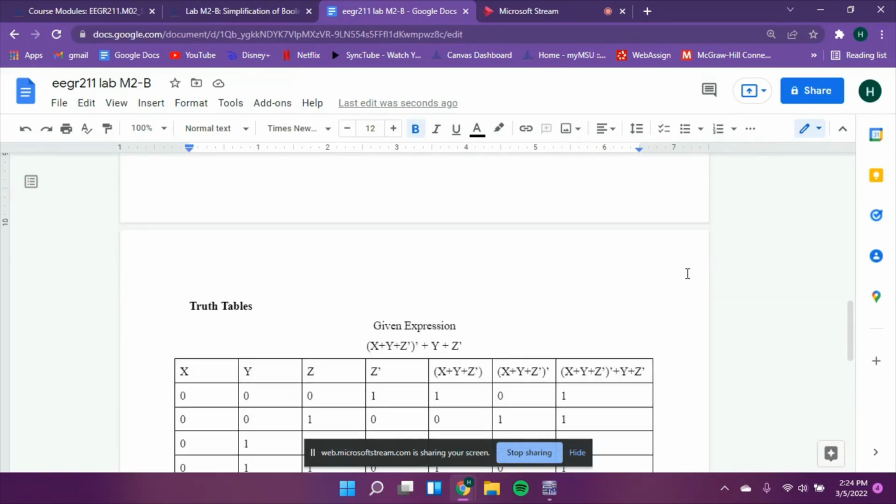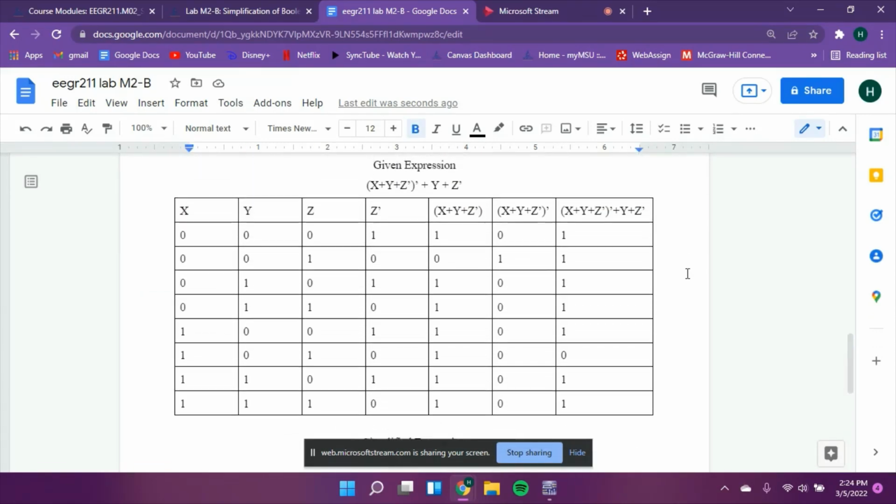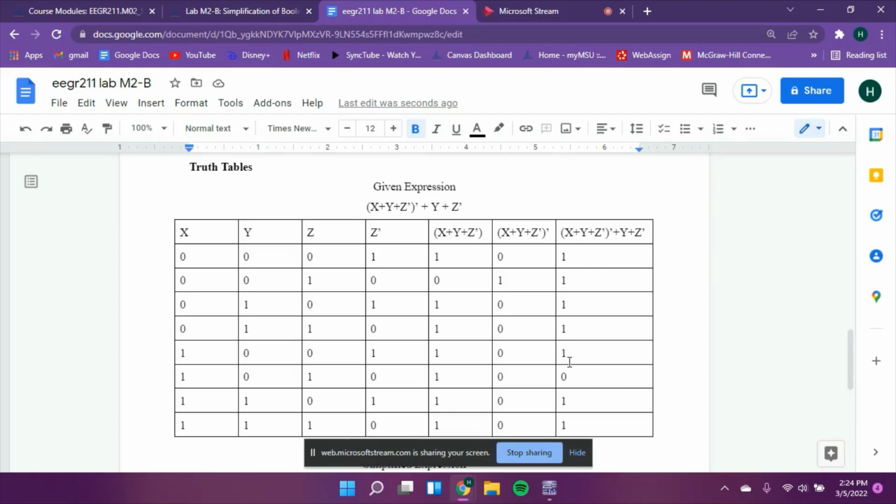And we see that the only time that the output was not on was when x and z were 1 and y was 0. And this was the only time where the output is 0.